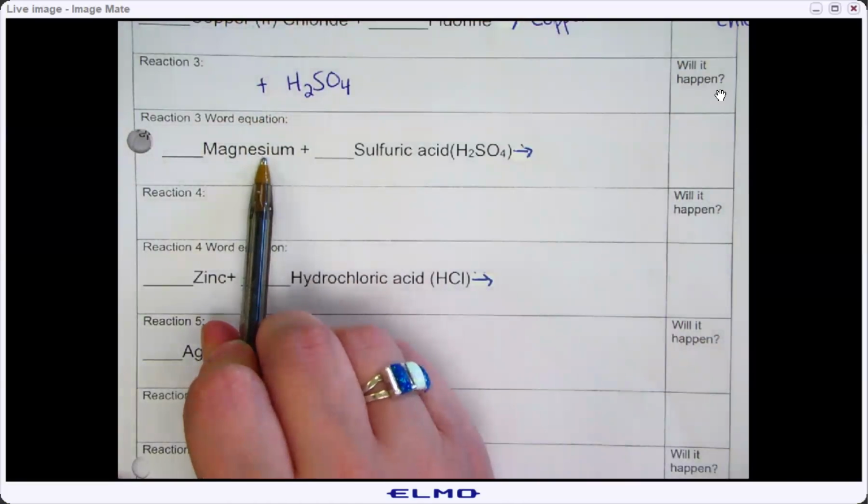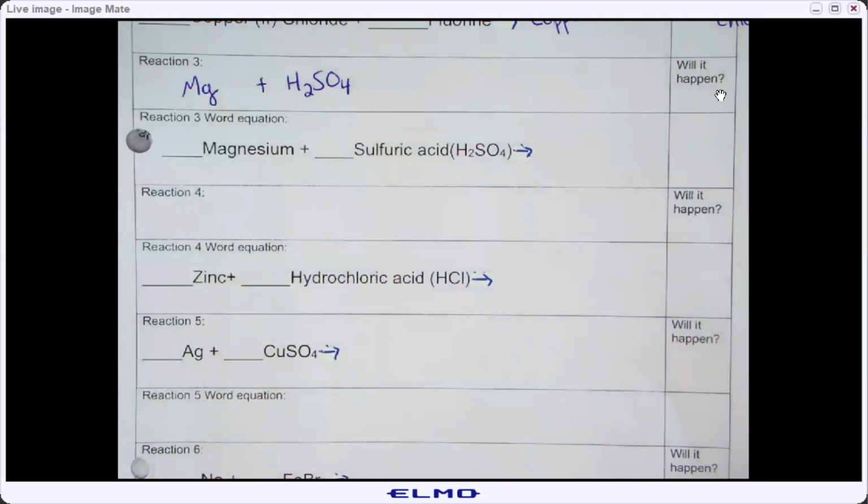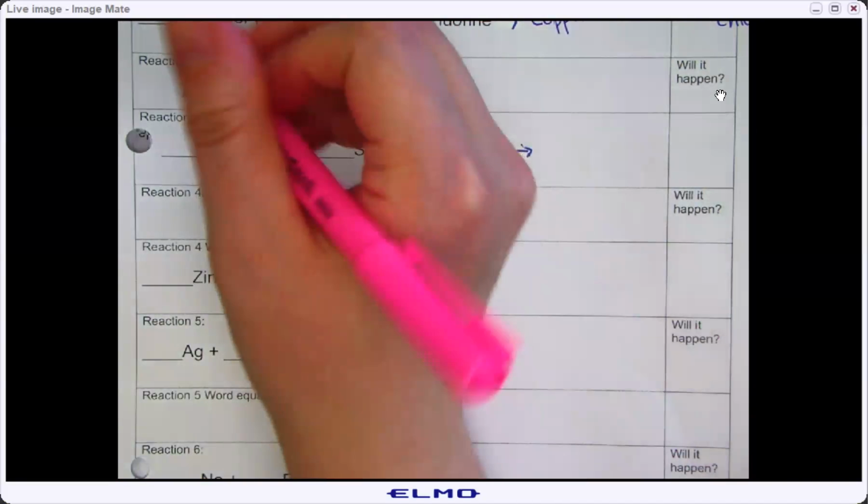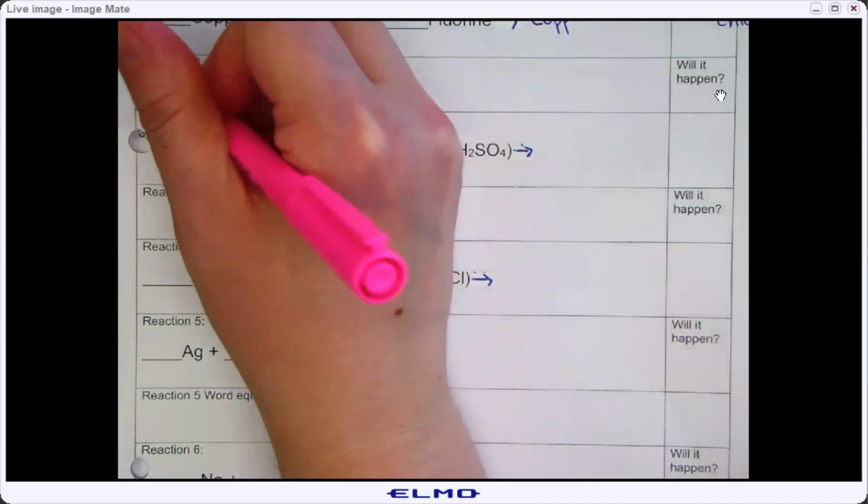And then the thing here is magnesium. It is by itself, so we just put the symbol. It is not part of Hoberfinkel, so it is just Mg. I don't put a little tiny 2 with it. And then the next step is to see, is this going to happen?